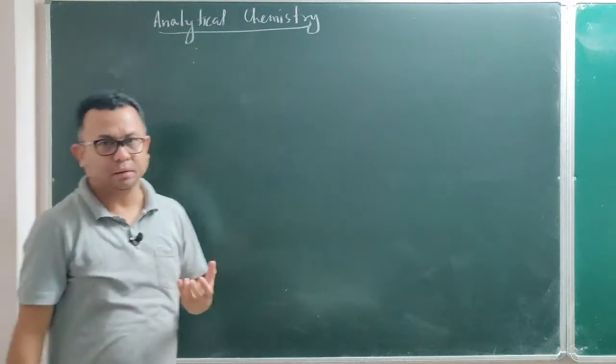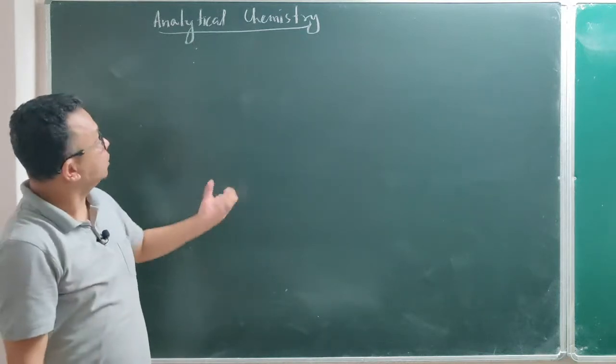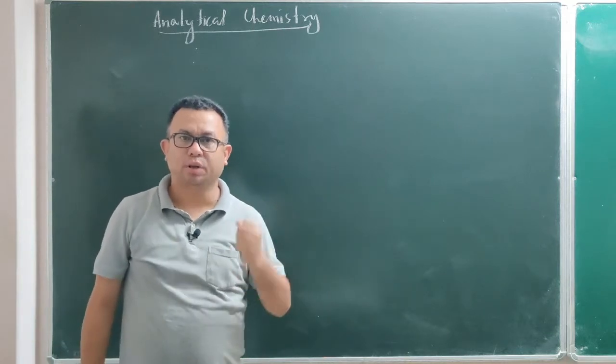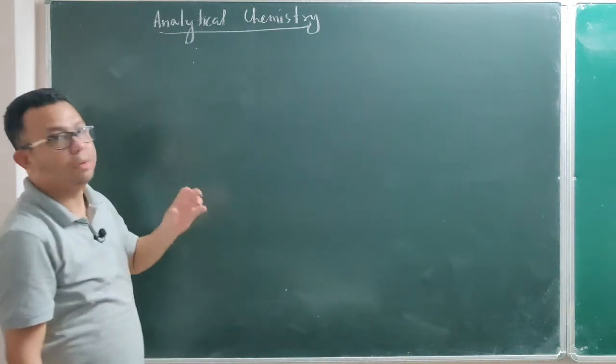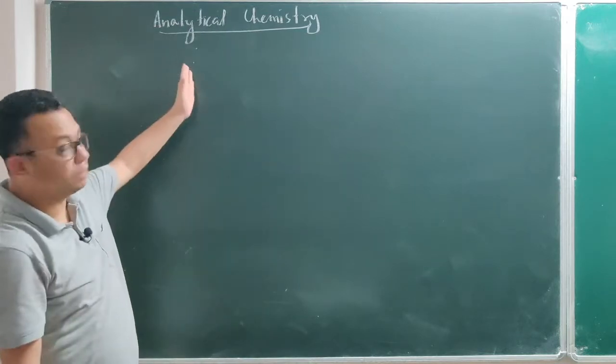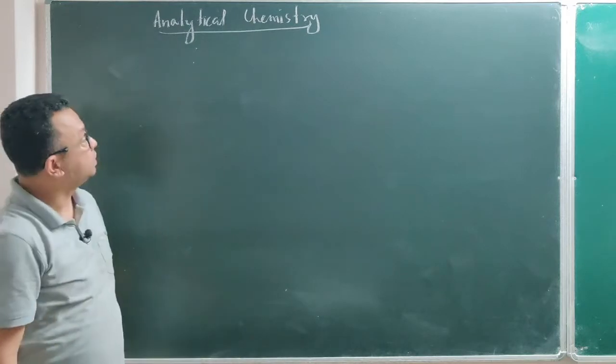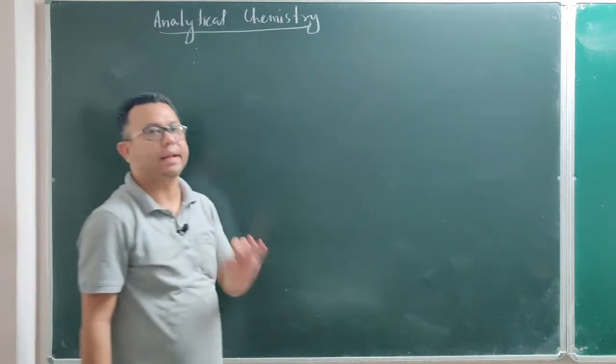Now if this is practical chemistry, then will the theory question be asked from this chapter? And the answer is yes, both practically as well as theoretical. Both the questions will be asked from this chapter. So what is this analytical chemistry all about? This analytical chemistry is about the test of cations.